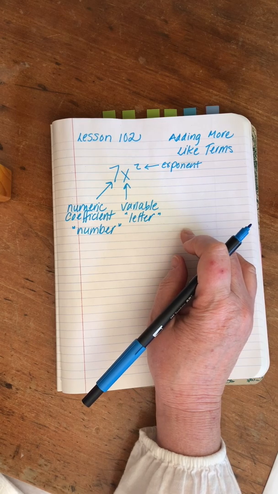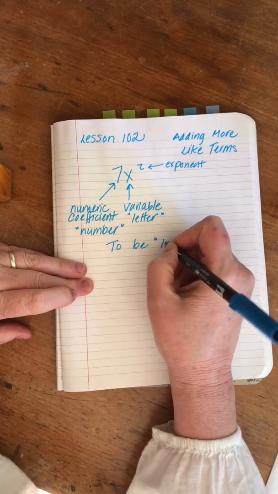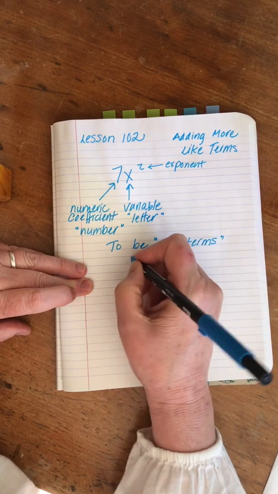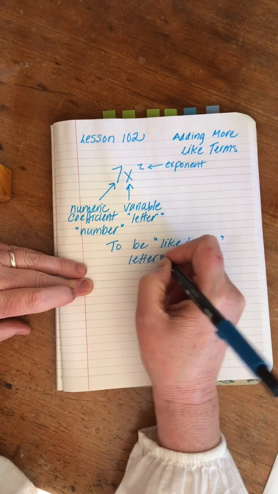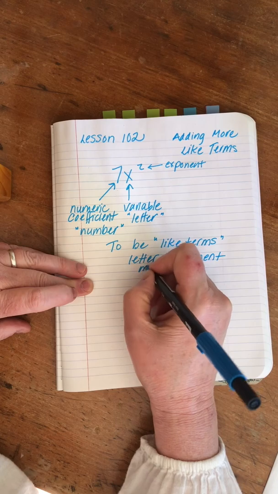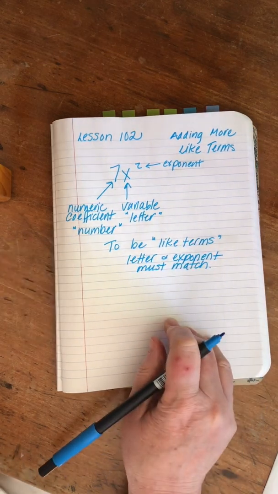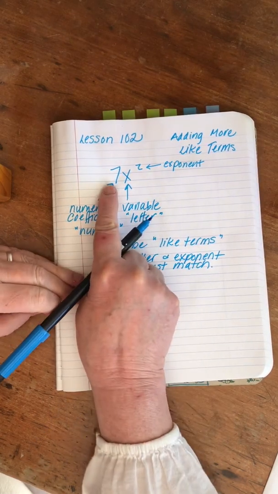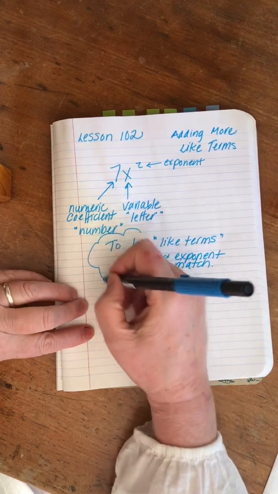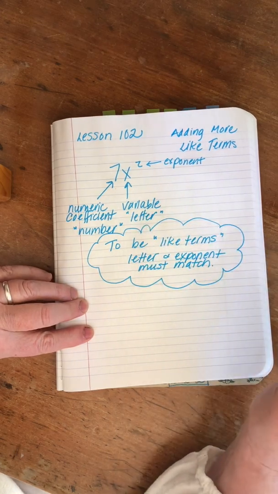Now, in order to be like terms, the letter and the exponent must match. Okay? So the numbers can be different, but the letter and the exponent have to be the same. Once we determine that they are the same, then we can add or subtract them.